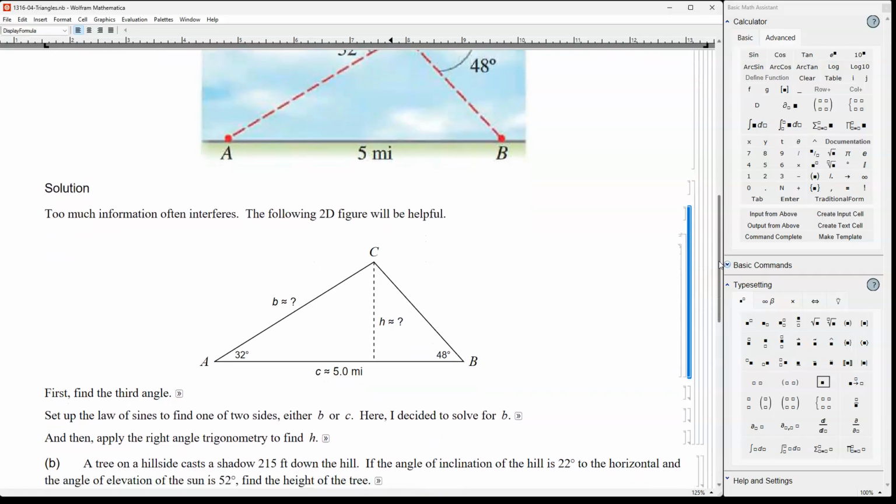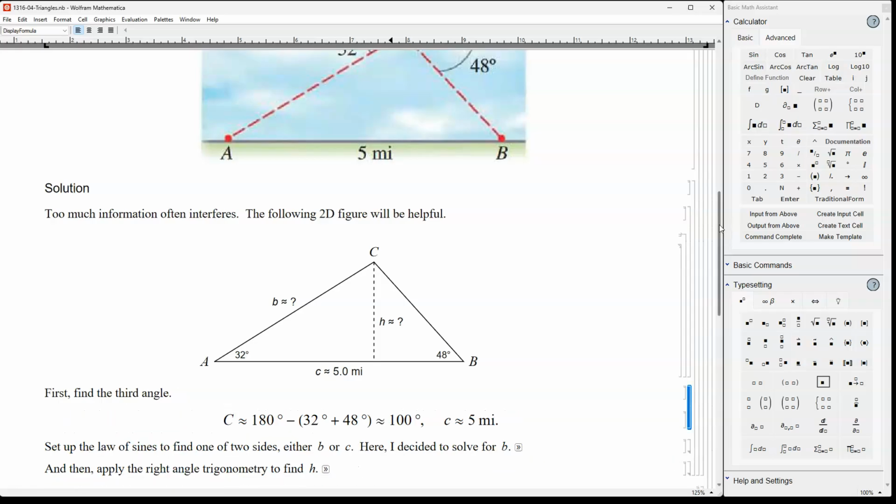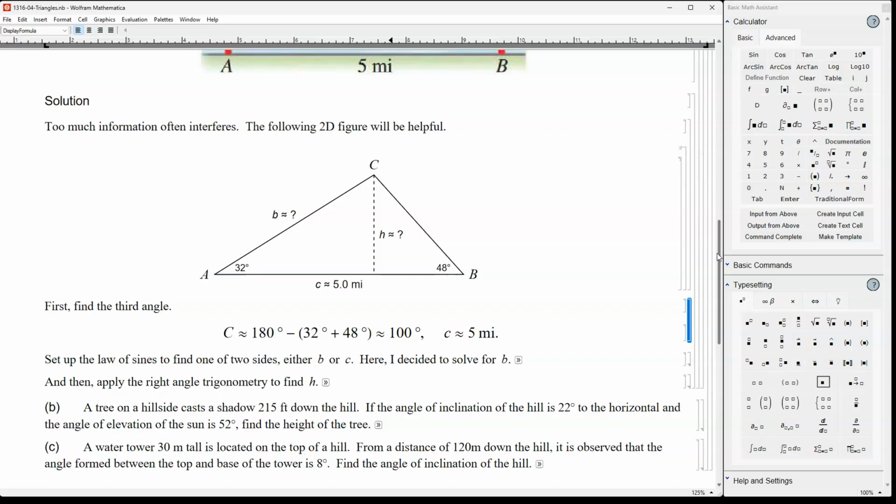Okay, how do you find b? We're going to use the law of sines, of course. Oh, before that, let's find the third angle actually. Two angles are there, and the internal angles of a triangle add up to 180 degrees. So finding the third angle is easy, straightforward. So we have 100 degrees, alright?